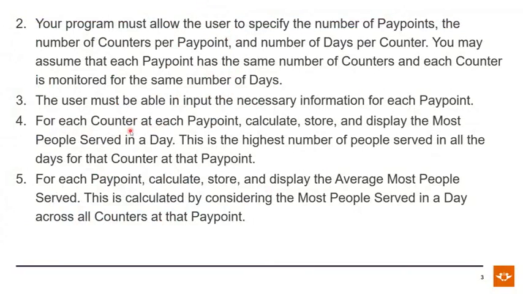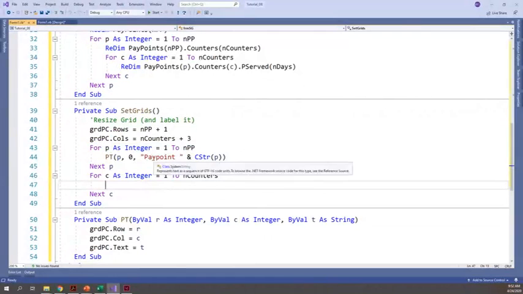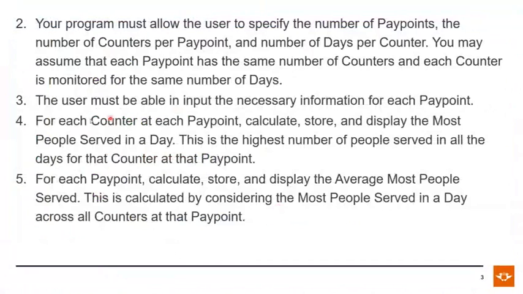However, for each counter, calculate, store, and display. The minute you see calculate, store, and display, then you know this must be displayed. So these are the things that tell you what information has to be displayed. That's why you'll notice that I am putting in pay point information and counter information, for the reason that here it says for each counter and each pay point, calculate, store, and display. That means that it will be information relating to every counter at every pay point.